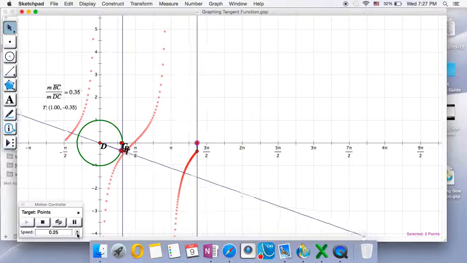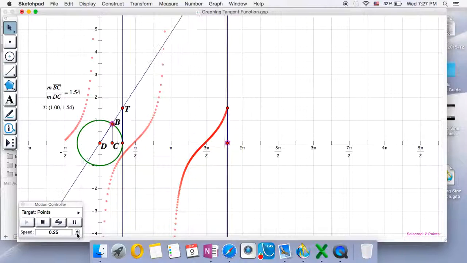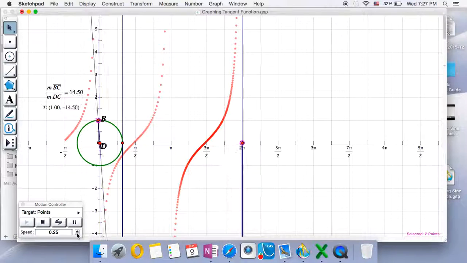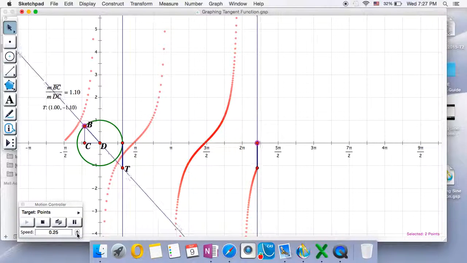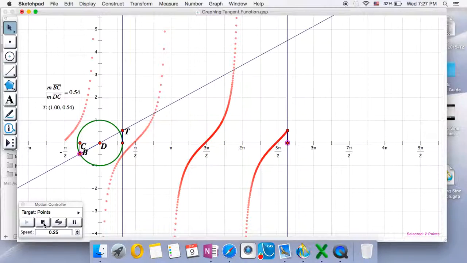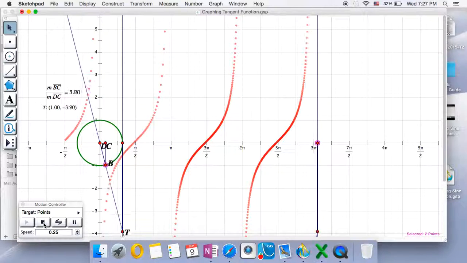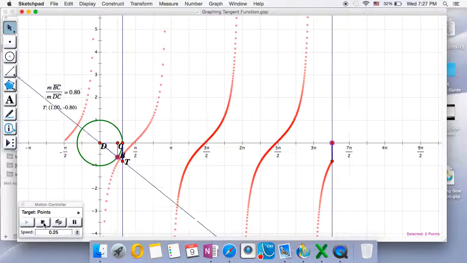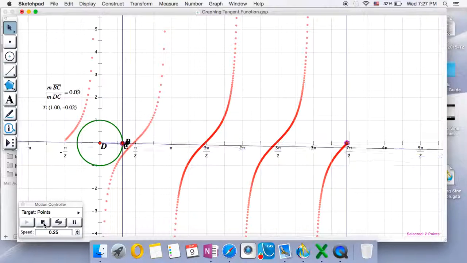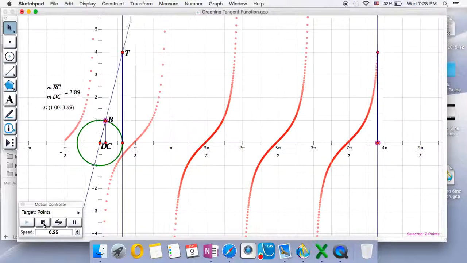So it goes to 0 and it starts going up, all the way to positive infinity. It comes up from negative infinity and goes back up to 0, slows down, and goes to positive infinity all the way up. And it starts repeating. The same pattern starts repeating, as you see. So this is the graph of tangent.